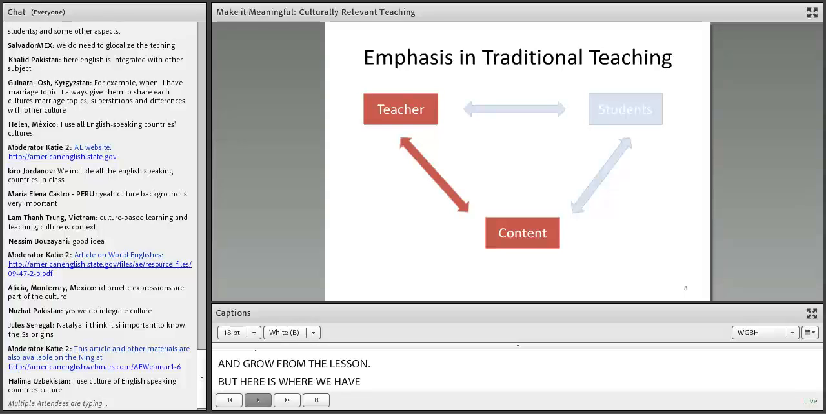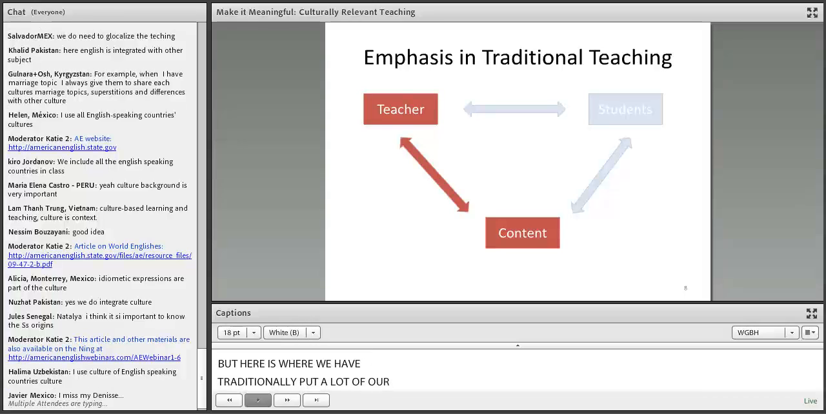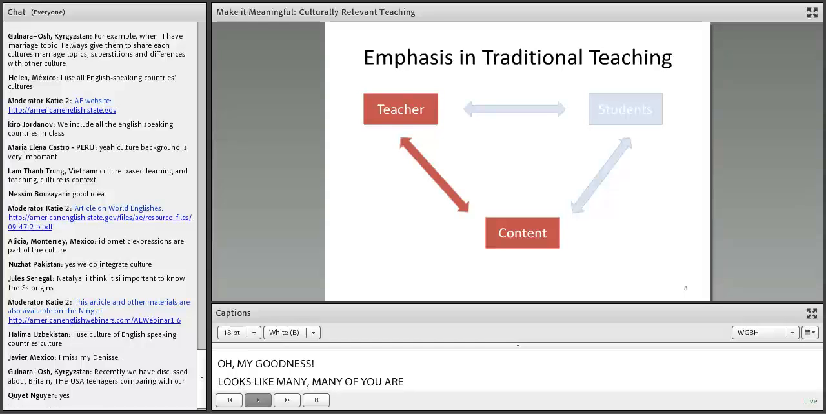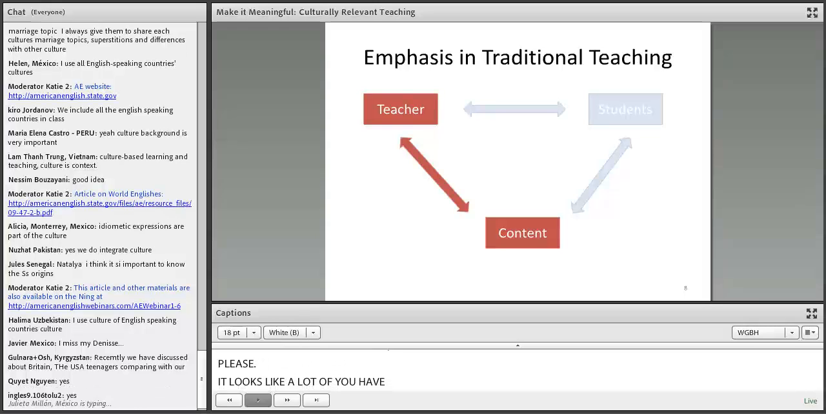But here is where we have traditionally put a lot of our efforts. The teacher is the expert on the content, and it's up to him or her to develop good lessons that communicate the content. So could everyone please raise your hand if you became an English teacher because you yourself have strong language skills? Oh my goodness, it looks like many of you are raising your hands. Great. You can put your hands down, please. It looks like a lot of you have strong content knowledge, and that's a real strength.